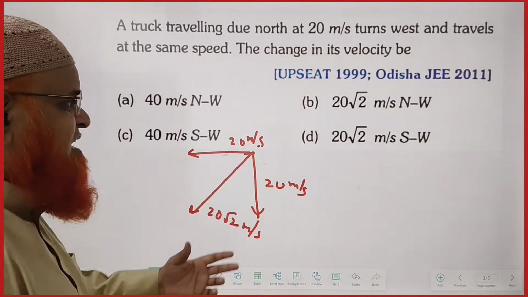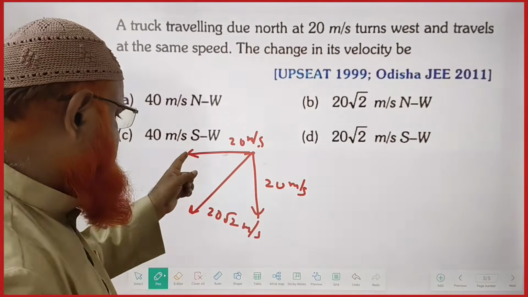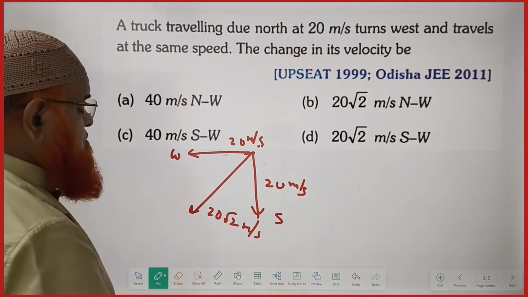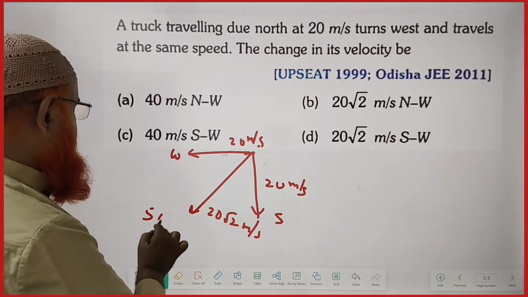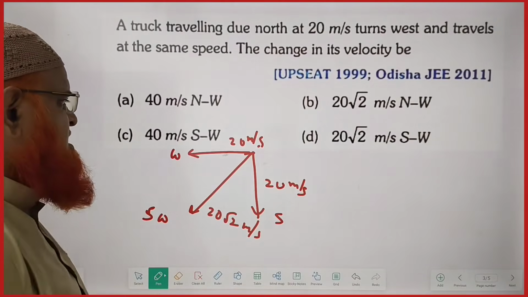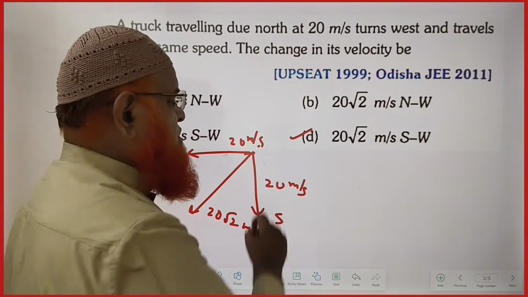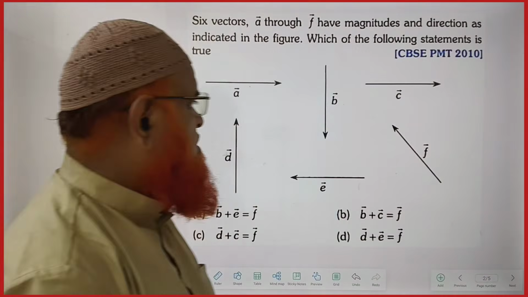Sometimes he is asking for the direction also. So what is the direction? This is west and this is south. So we can take southwest. Southwest is going to be the direction here. So option D is going to be the correct answer. Like this we have to solve.